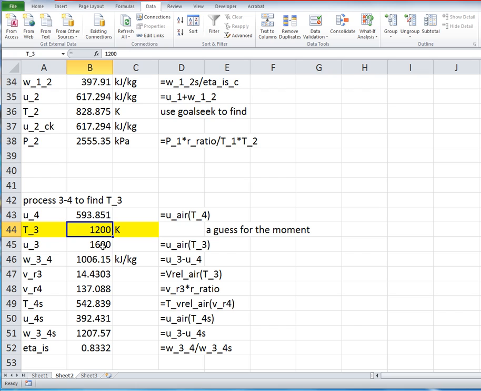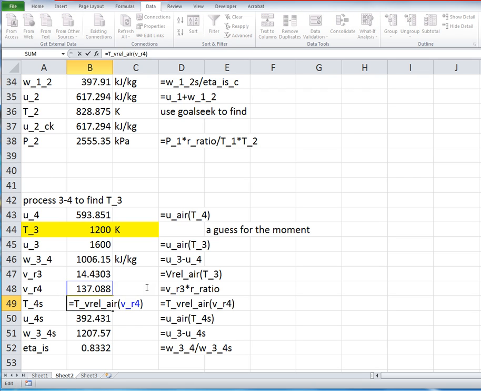So we guessed a T3. That means we can calculate the corresponding U3. And based on that, we can calculate the actual work required for the expansion from 3 to 4. So there's a number for that. It's just U3 minus U4. And we can also, based on that assumed T3, find the ideal expansion using the V relative functions. In other words, we can calculate the VR3, assuming that that's the right T3. And based on that, we can calculate V4 using the compression ratio. So that's what that would have to be.